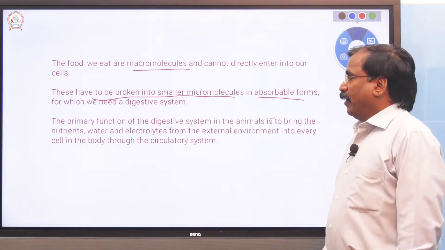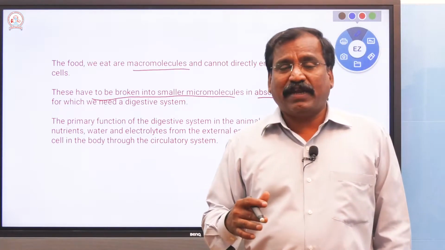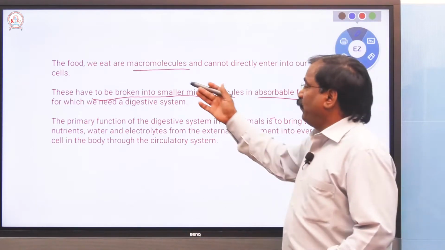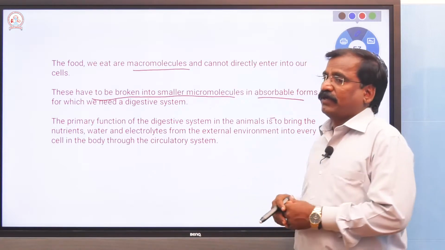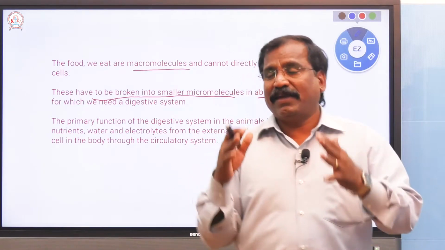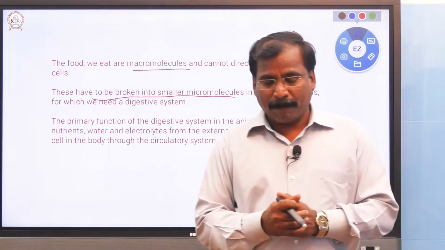Where does it take place? Digestion takes place in the digestive system. The system responsible for this conversion of macromolecules into smaller micromolecules is the digestive system.